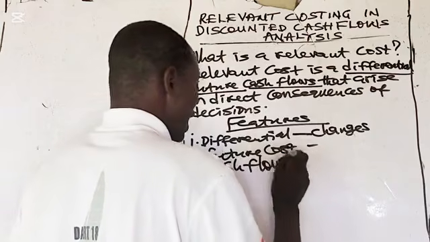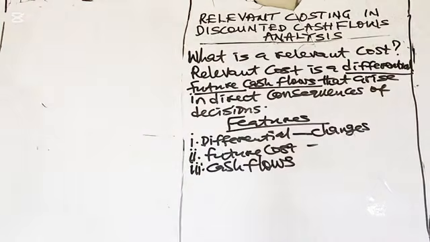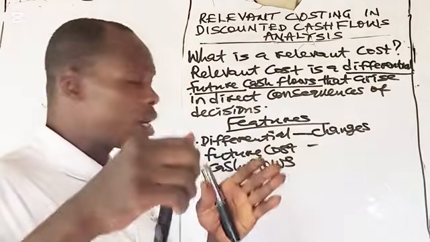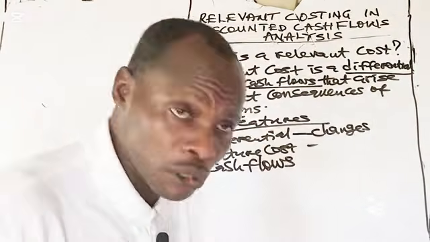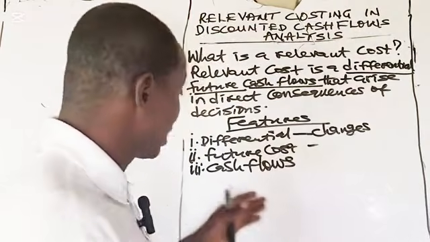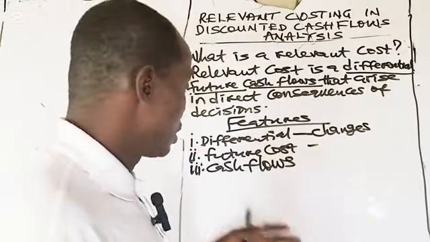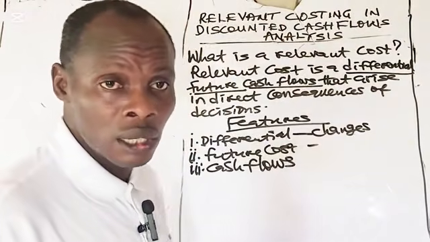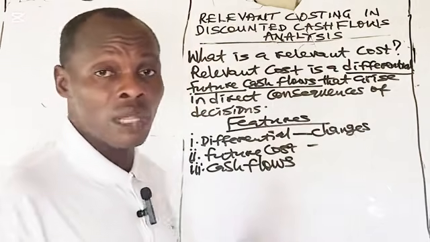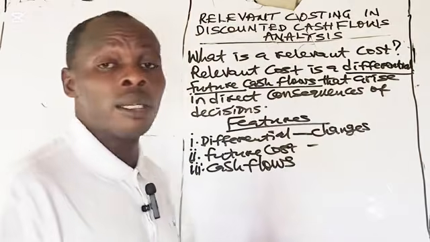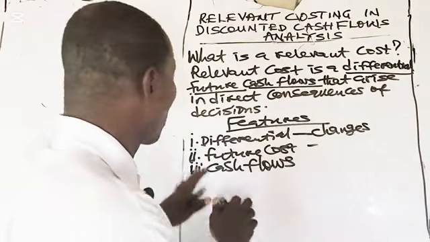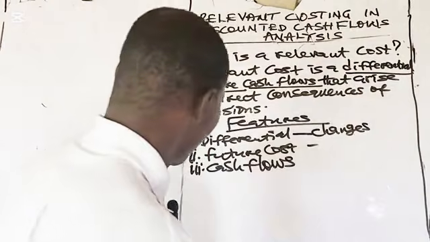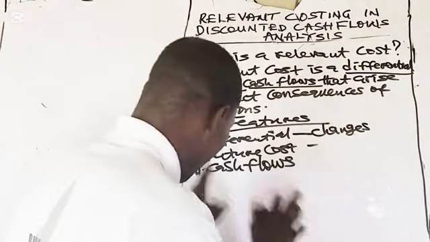The next feature I will examine is cash flows. All relevant costs are cash flows. That means non-cash items are not relevant. Examples of non-cash items you may see in the financial statement might include profit or loss from disposal of an asset, amortization, impairment, provisions, depreciation, etc. Anything that is not a cash flow is not relevant. All relevant costs are cash flows.